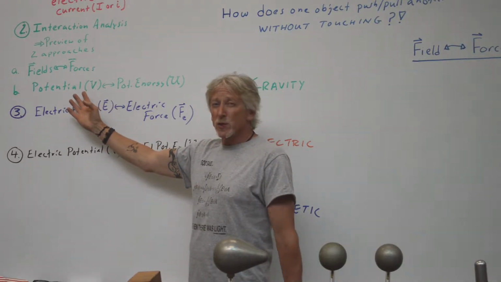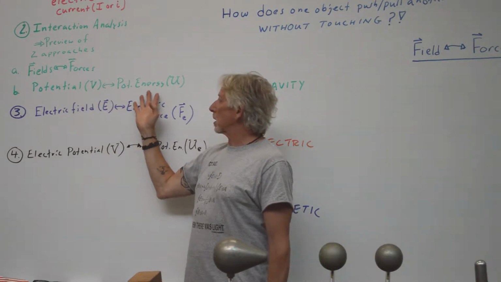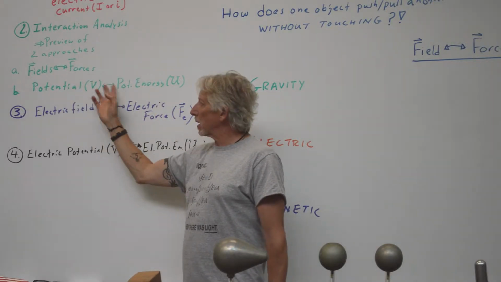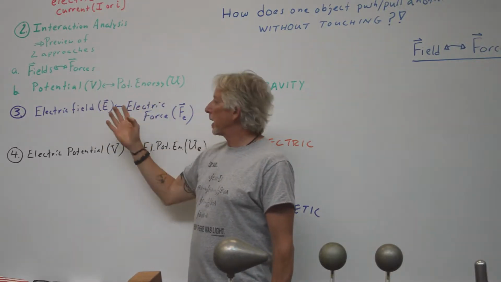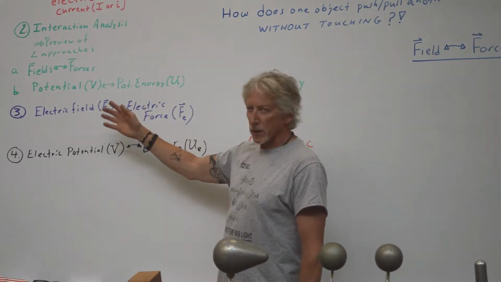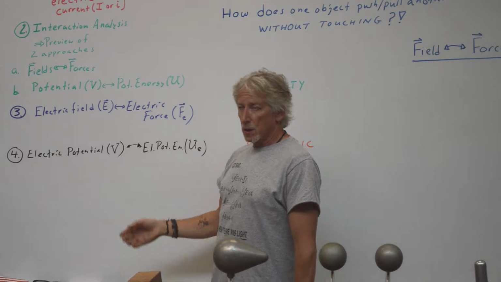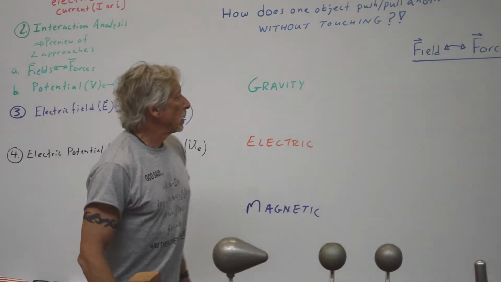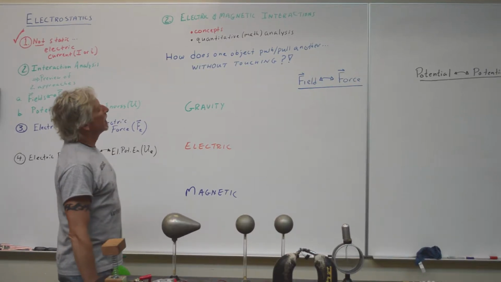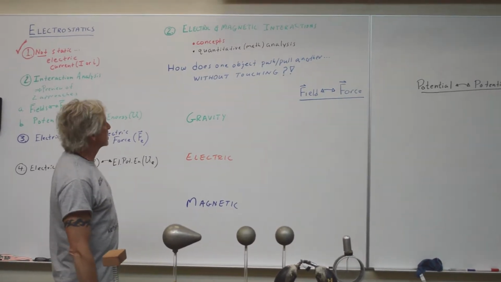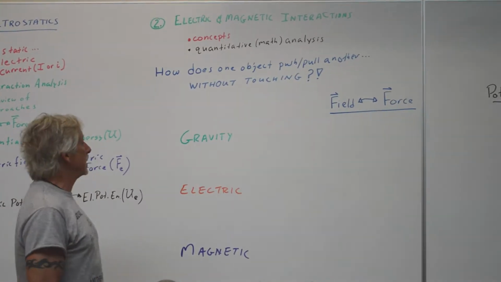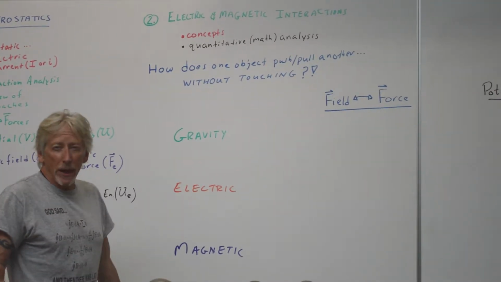And we can also do an energy analysis. So we can talk about potential energy or potential. So let's clarify these distinctions here, and then we'll move on to the electric field and electric force, electric potential energy. Right? Okay, cool. Let's do this. So the question is electric and magnetic interactions. We want to get the concepts now, and then you'll be able to do the quantitative math analysis.